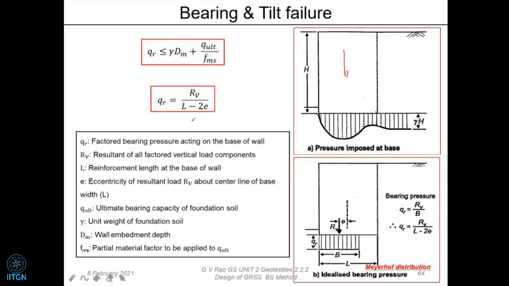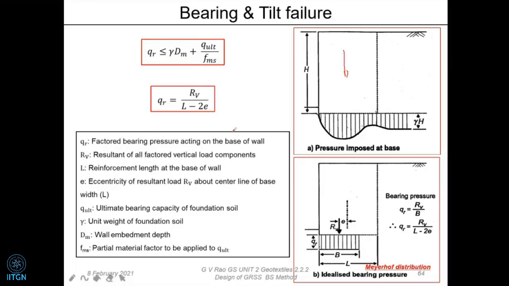So what is going to happen is that the QR value is equal to RV, the vertical load, divided by L minus 2E. That is how we are going to think of it. So our equation is RV over L minus 2E less than or equal to gamma dm, that means the surcharge, plus Q ultimate by FMS. So this is the factor we are going to get actually.